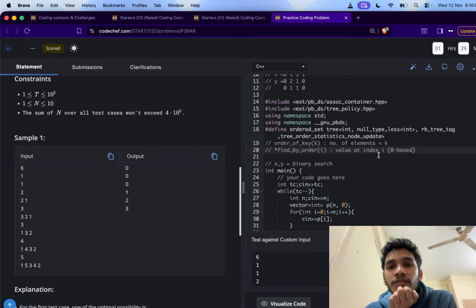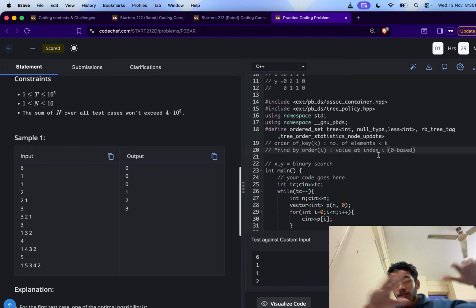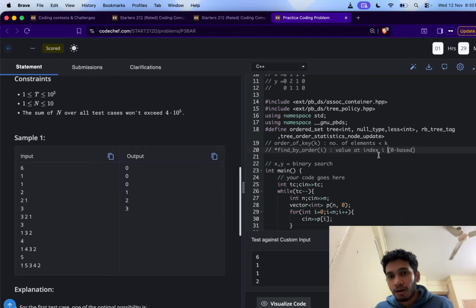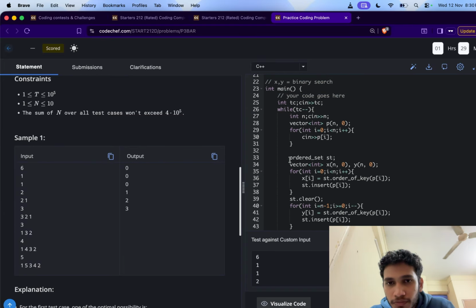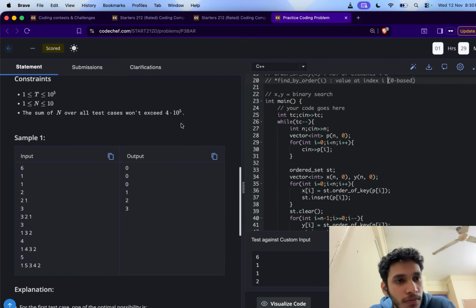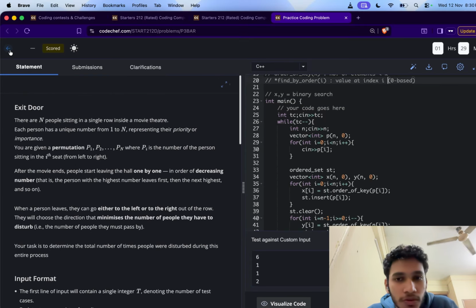Okay, like we have 5, 6, 7, 8, and this is in sorted order, right? So what if we want to find what is present at index 3? So it would give 7 as output. Okay, let's move to another question.